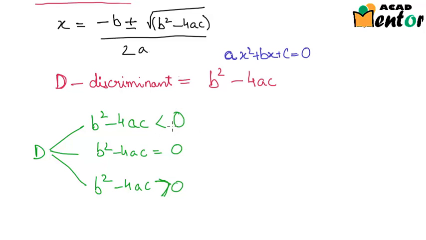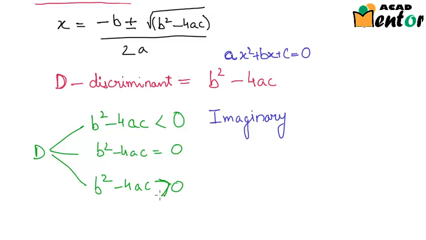So when the discriminant is less than 0, we say that the equation has imaginary roots. Now the roots are imaginary because within the square root I would have a negative term, and we know that when we have a negative term inside the square root, we denote it by a + ib, and that is not a real number.